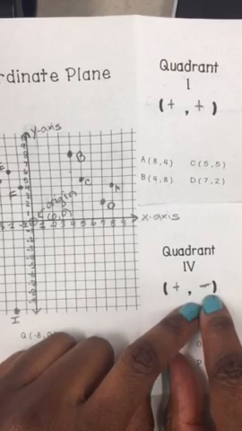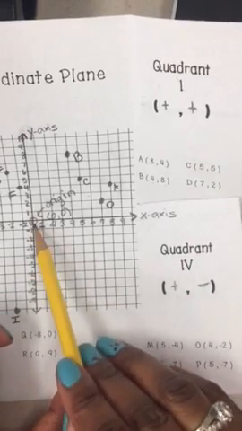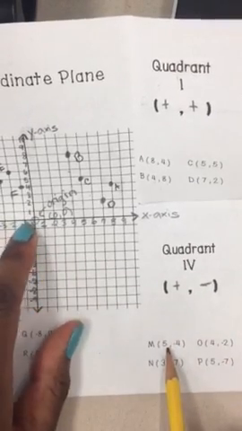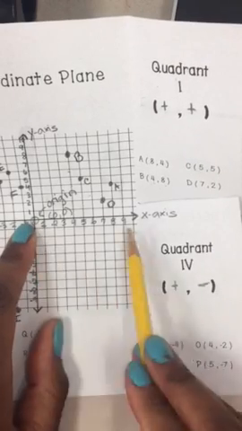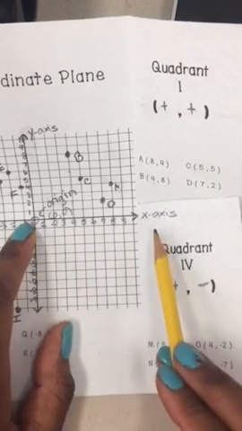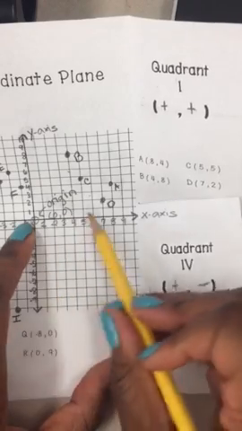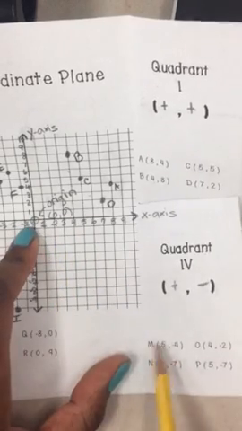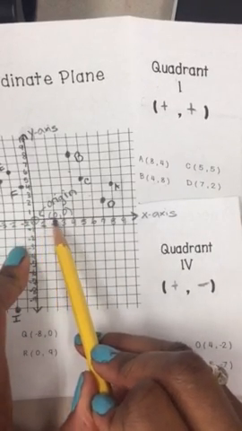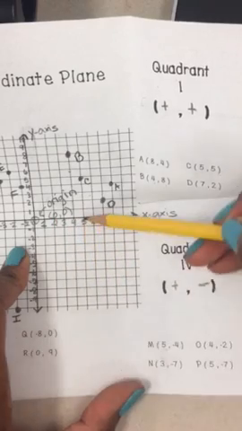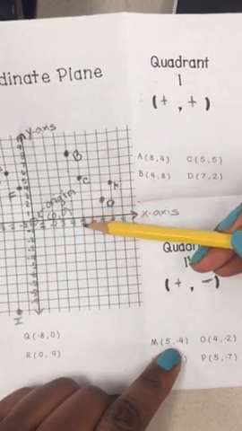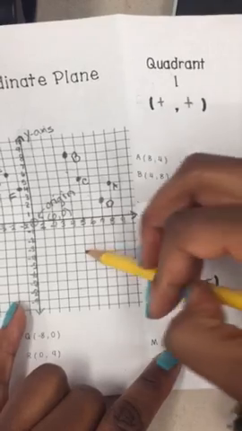All right, moving on to our final quadrant, where the X value is positive and the Y value is negative. Where do we start? At the origin. +5, -4. Positive horizontally means I'm going to the right. Then I'm going to go down 4. So M, positive 1, 2, 3, 4, 5. Down 1, 2, 3, 4.